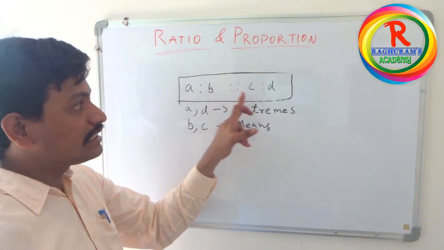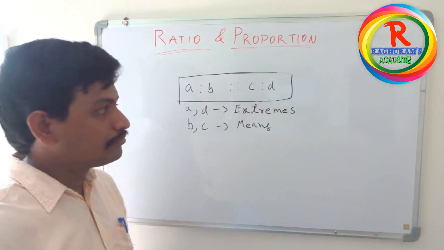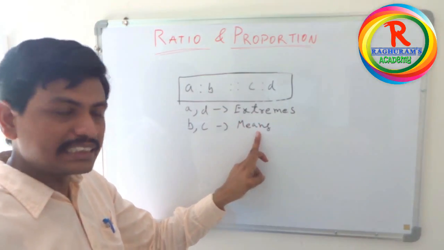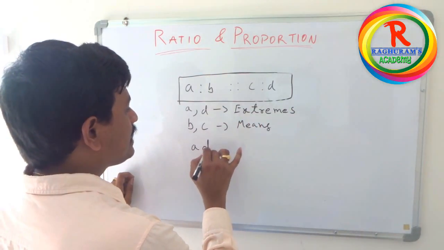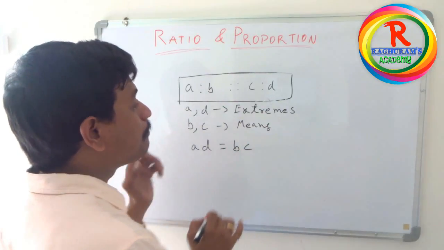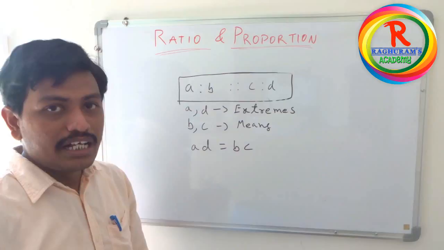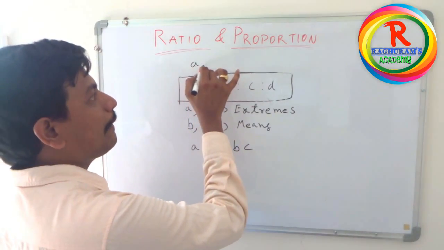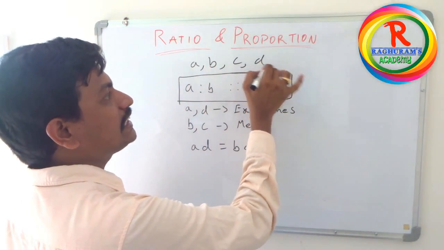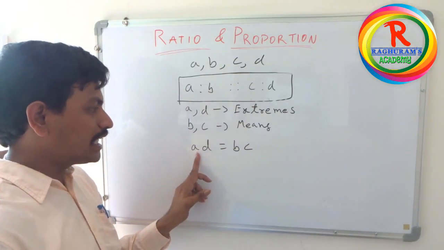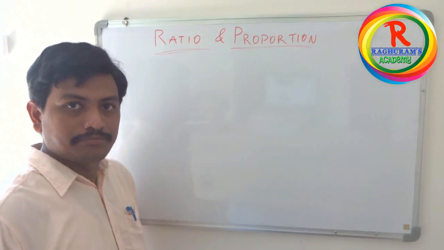Suppose A, B, C, D are in proportion, then the product of extremes is equal to the product of means. That means AD is equal to BC.